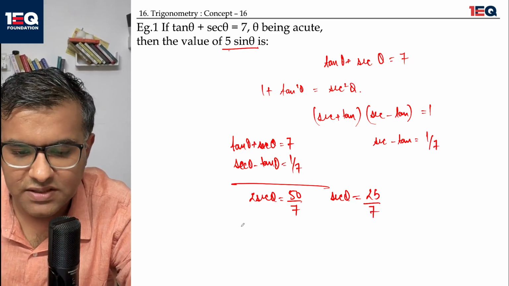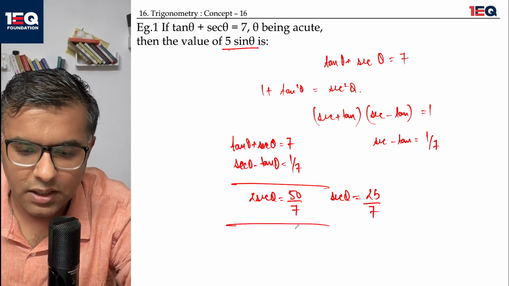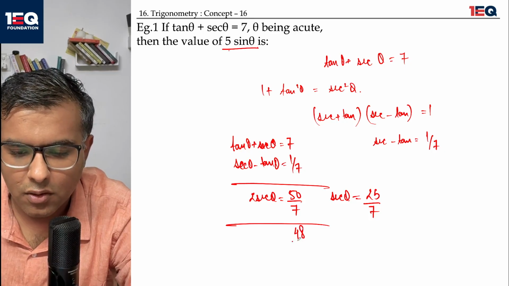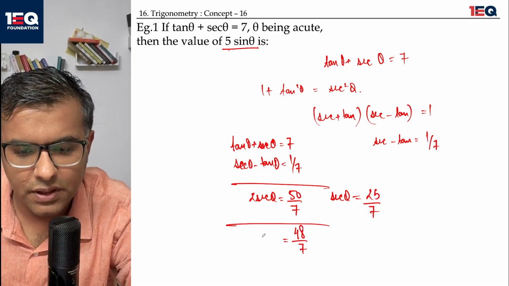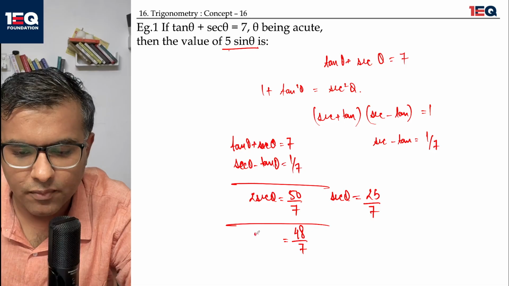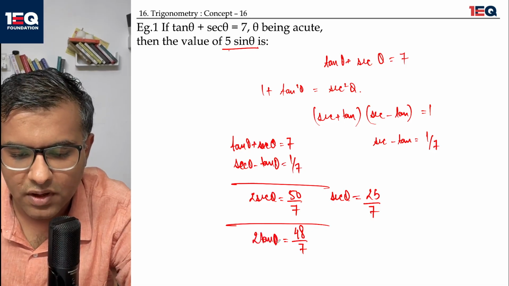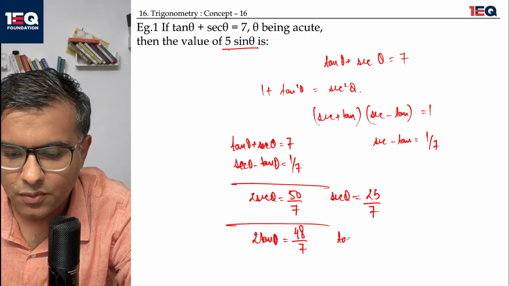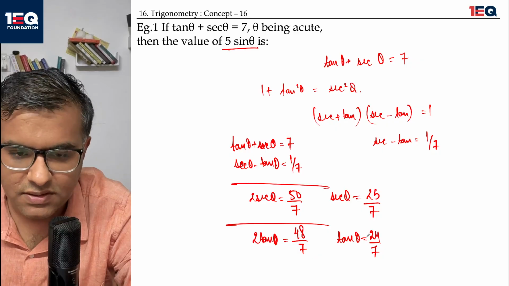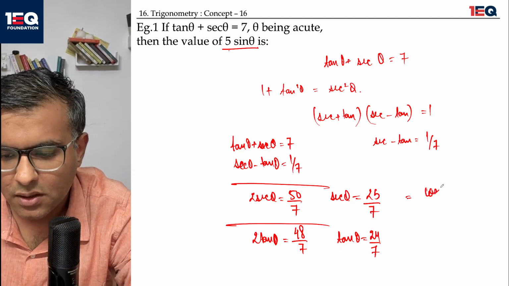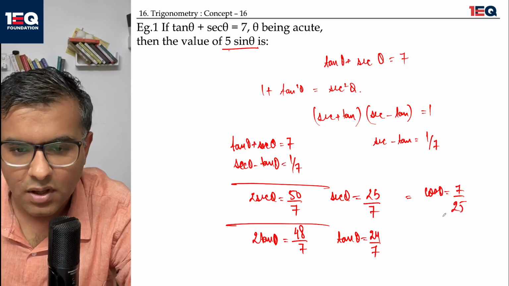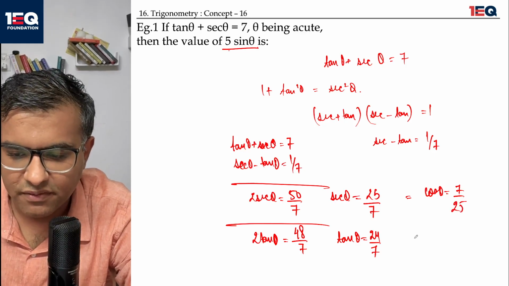If I subtract them, I get 48 over 7 as my response, and I also get 2 tan theta as my answer. So tan theta is equal to 24 over 7 in this situation. Sec theta is nothing but 1 over cos theta. That means cos theta is 7 over 25.